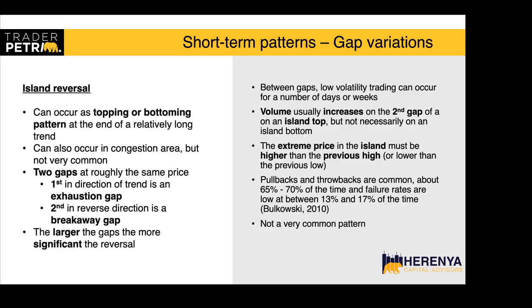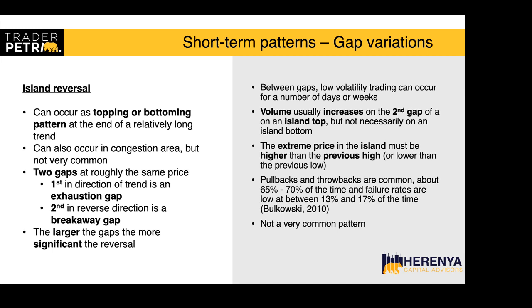Okay, moving on to the last part of the gap variations, the island reversal. An island reversal can occur as both a topping or a bottoming pattern, and usually at the end of a relatively long trend. It can occur in some congestion or consolidation areas, but it's not very common. In order for it to be an island reversal, it must consist of two gaps that are roughly at the same price and are roughly the same size.